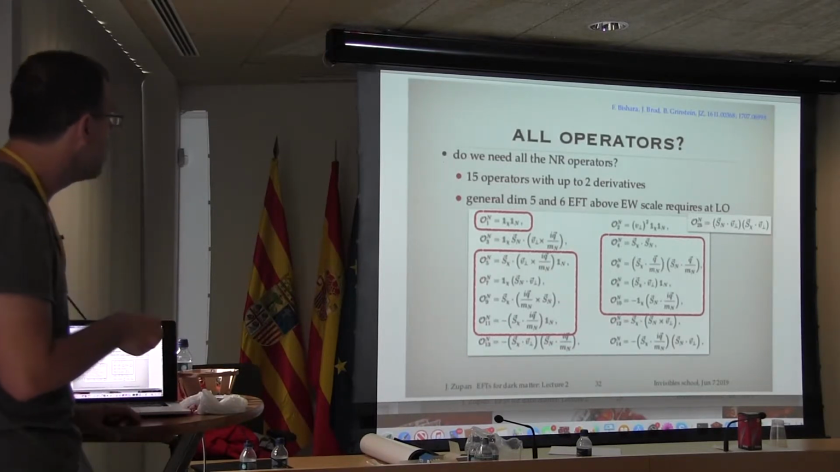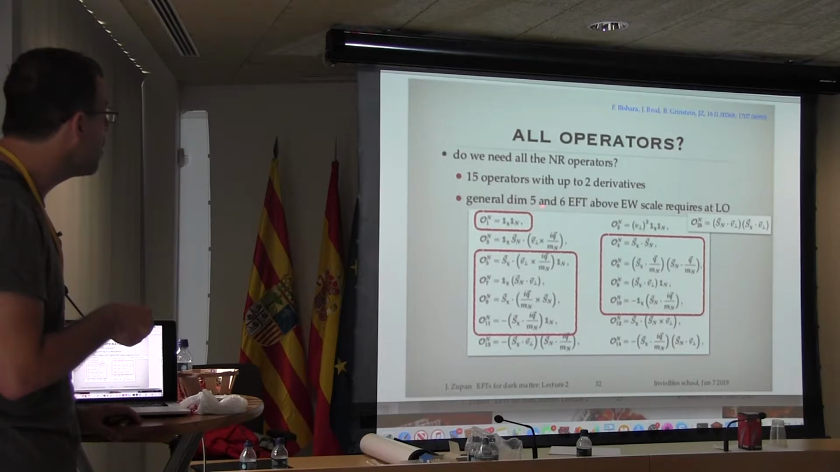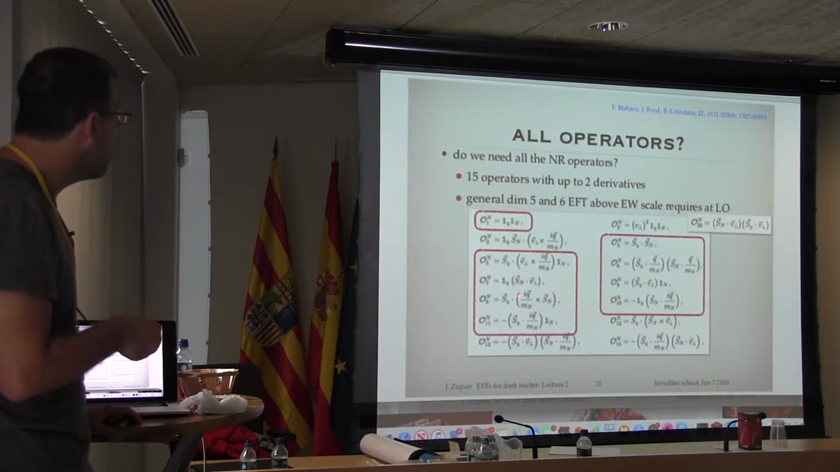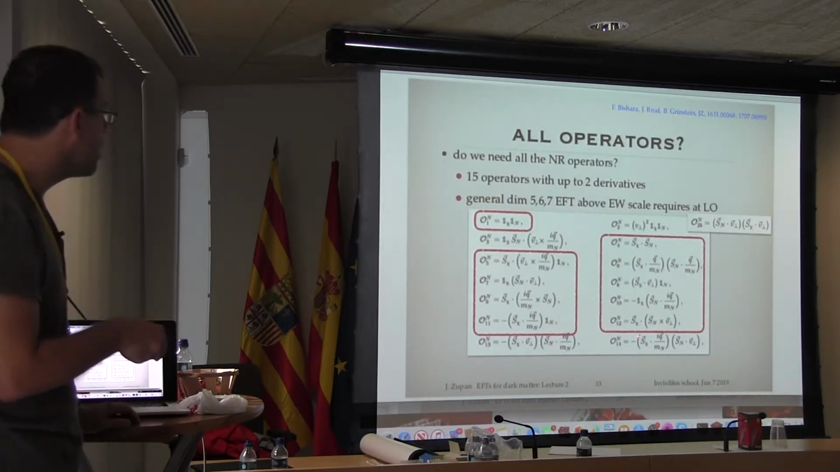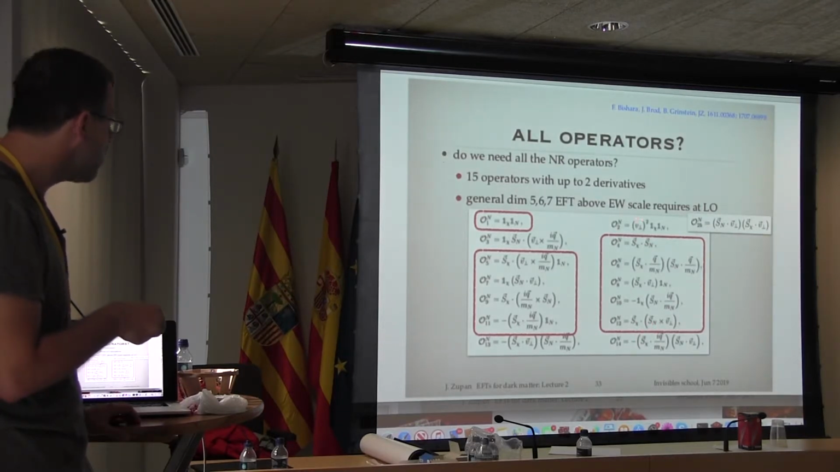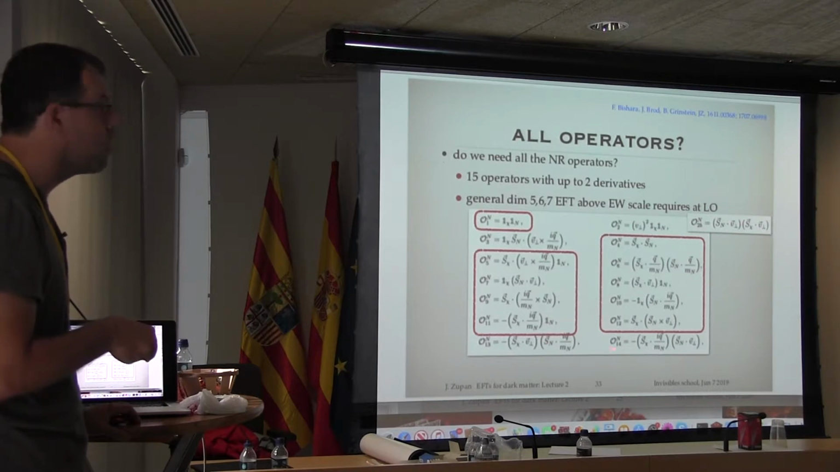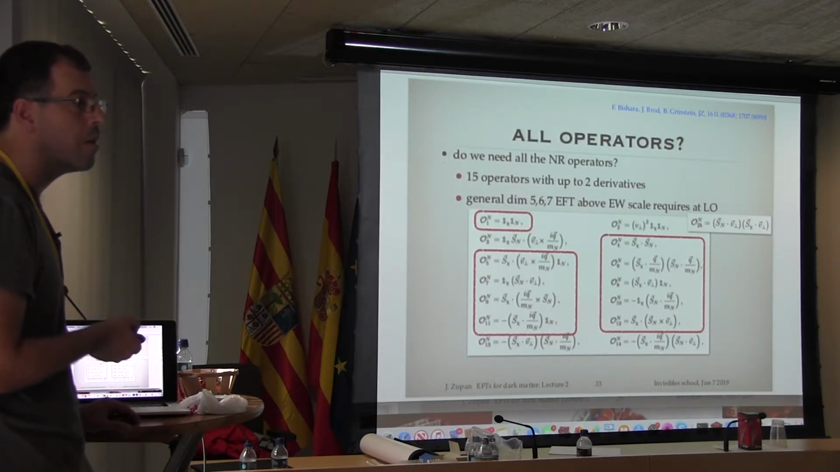So for instance, if I take general dimension 5 and 6 EFT above the electroweak scale, at leading order you require only these encircled operators out of the 15. Now if I enlarge this to dimension 7, there's only one extra that you generate, so there's 5 of them that you don't generate, so you could just forget about them.